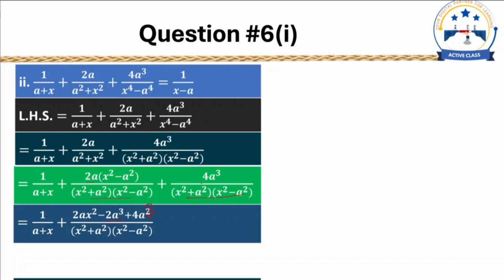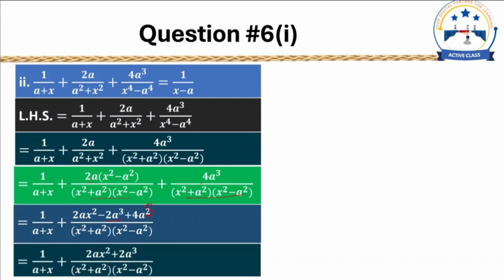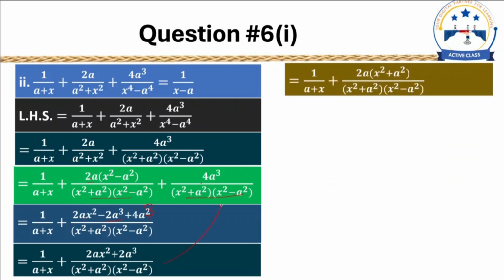So I'll write the same thing in the next step. See, 2ax square remains same, minus 2a cube plus 4a cube is plus 2a cube. Now 2a is common in both, right? So you can take that 2a common. I've done over here. You can take 2a common from the numerator, and there remains x square plus a square. Now x square plus a square and x square plus a square, you can cancel them out. What remains?